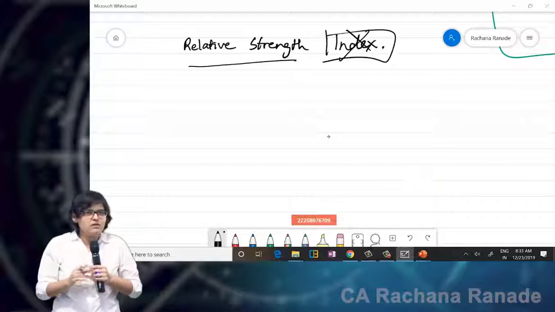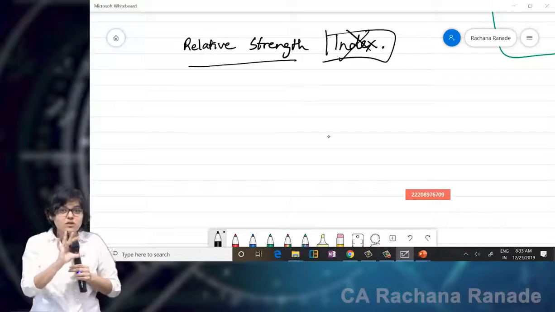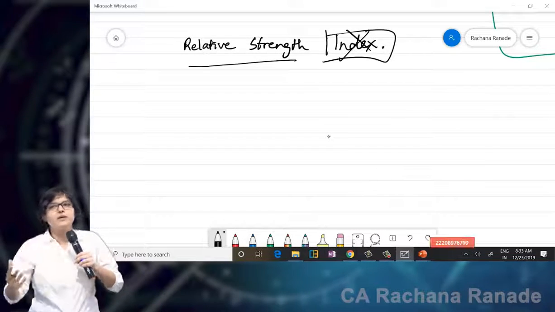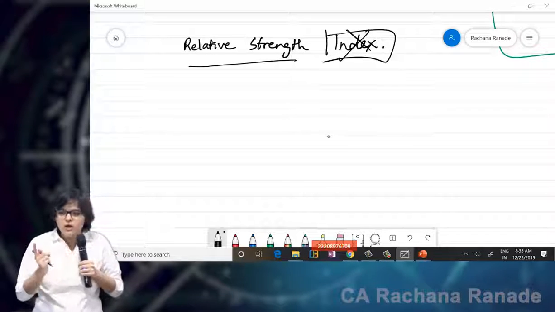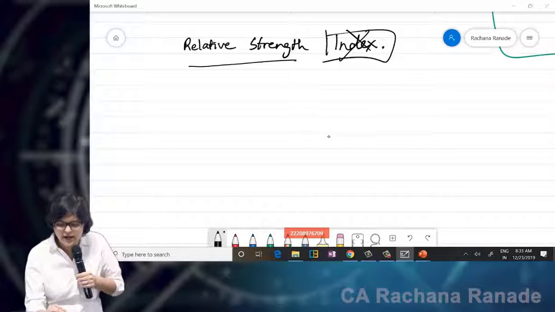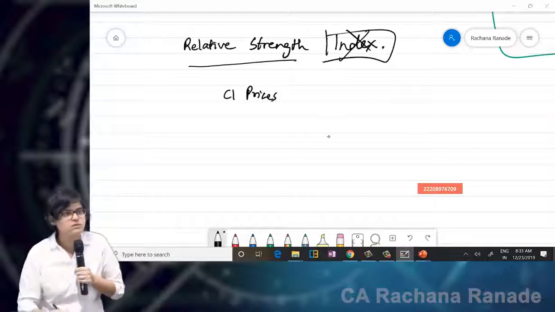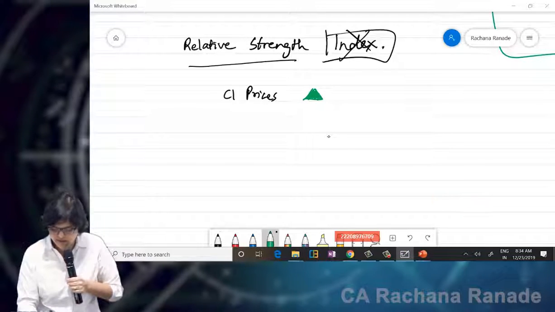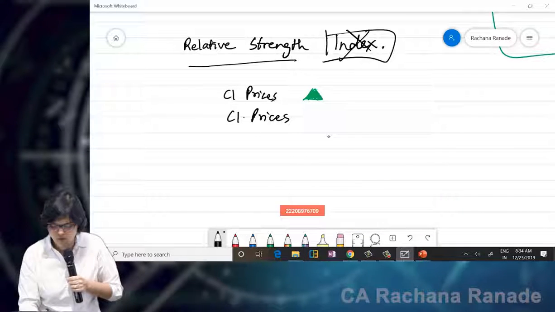Same logic as MACD. Now I think you can get it much faster, because the logic now flows from MACD only. So something I'm going to compare with something. Like in MACD, you compared the MACD line with the signal line. What happens in relative strength? We try to compare the closing prices which have closed in green versus closing prices which have closed in red.